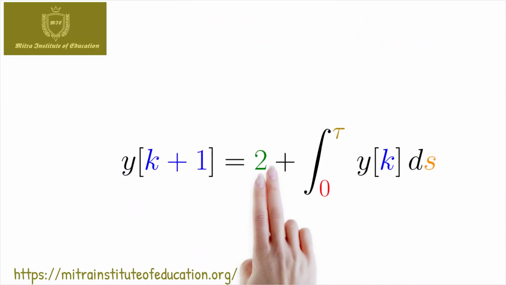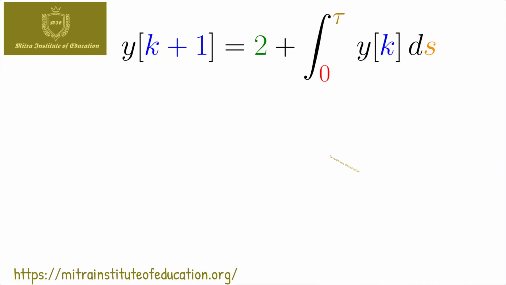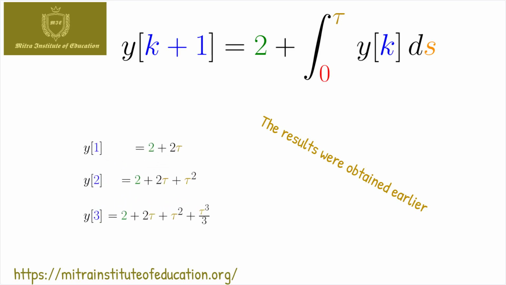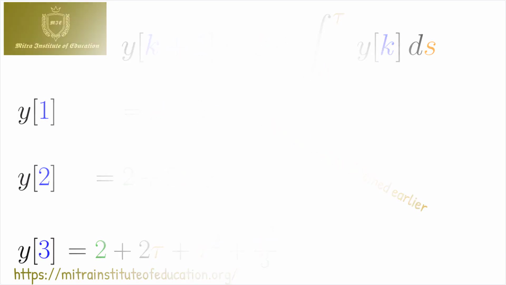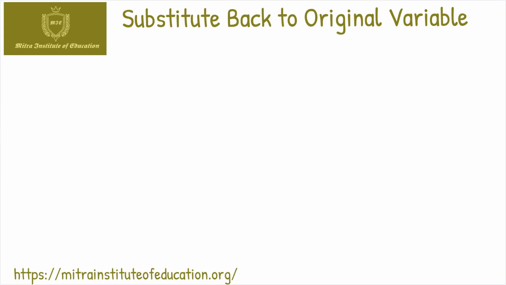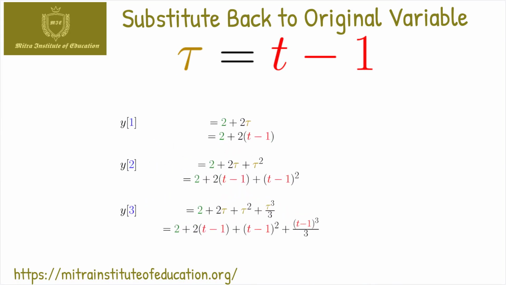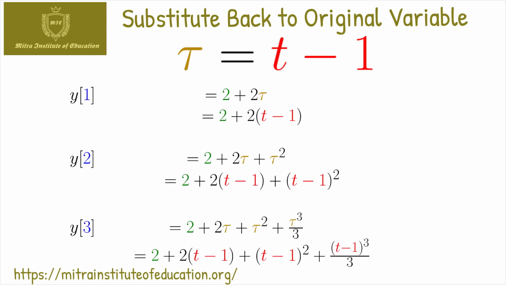In our previous video, we thoroughly explored this iteration. To avoid redundancy, we'll proceed with the results obtained earlier. Now, let's substitute back into the original variable. Recall. After performing the substitution, we find that our approximate solutions align perfectly with the Taylor series expansion of the exact solution.